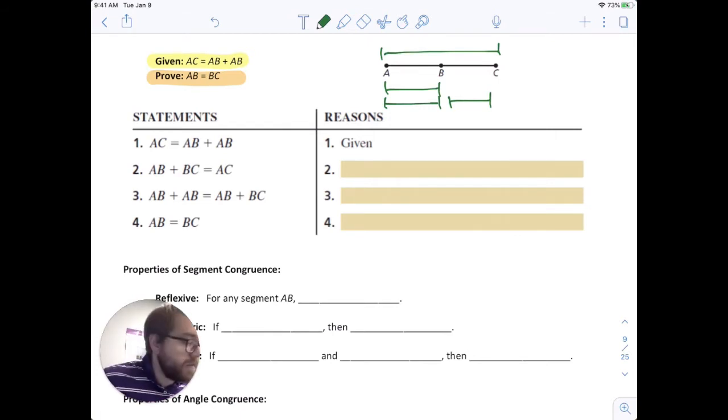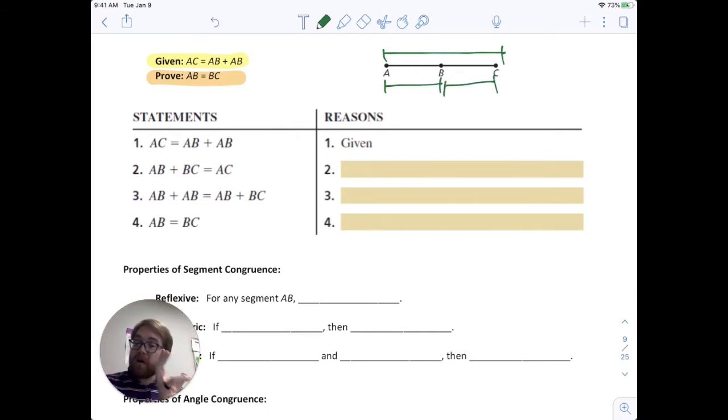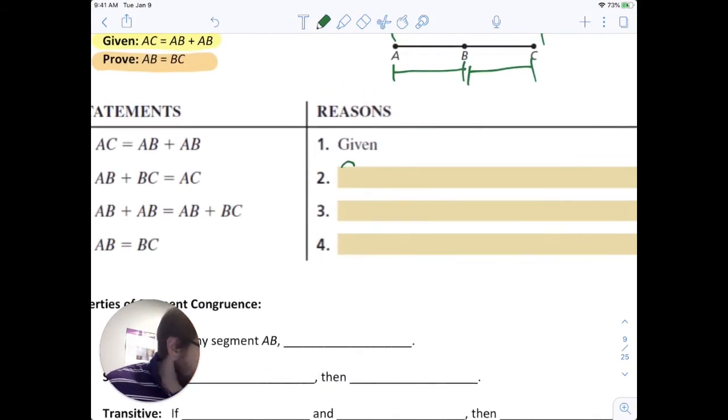Okay? So let me clean this up a little bit. What that's saying is that this total length of AC is equal to this portion of it plus that portion. So the two parts of the segment add up to the whole of the segment. Well, what allows us to say that the two parts of the segment add up to the whole segment? If you remember all the way back in Unit 1, we talked about this. This is called the segment addition postulate.